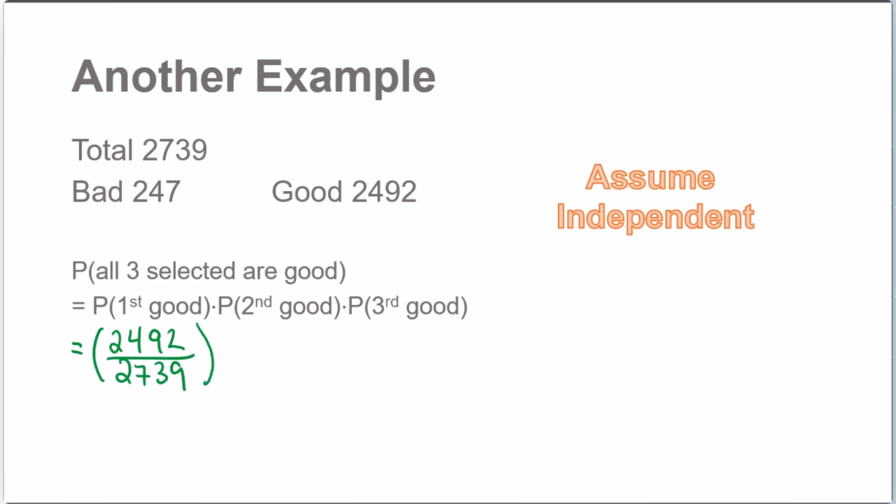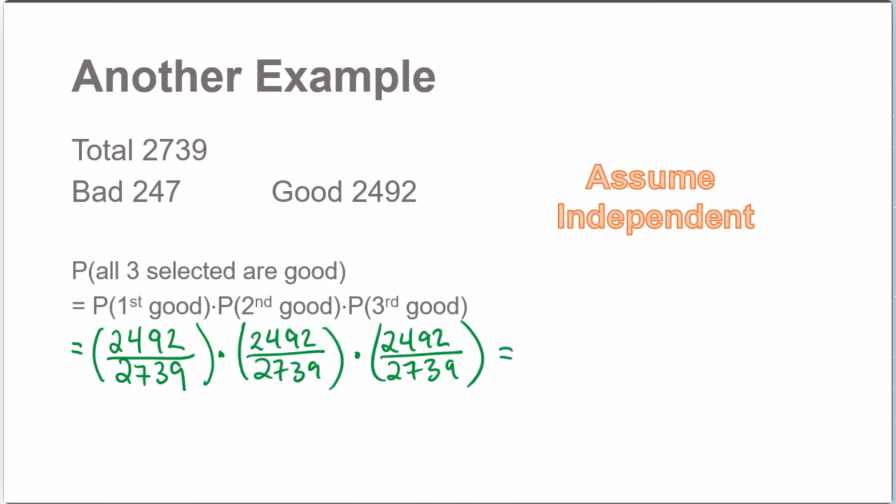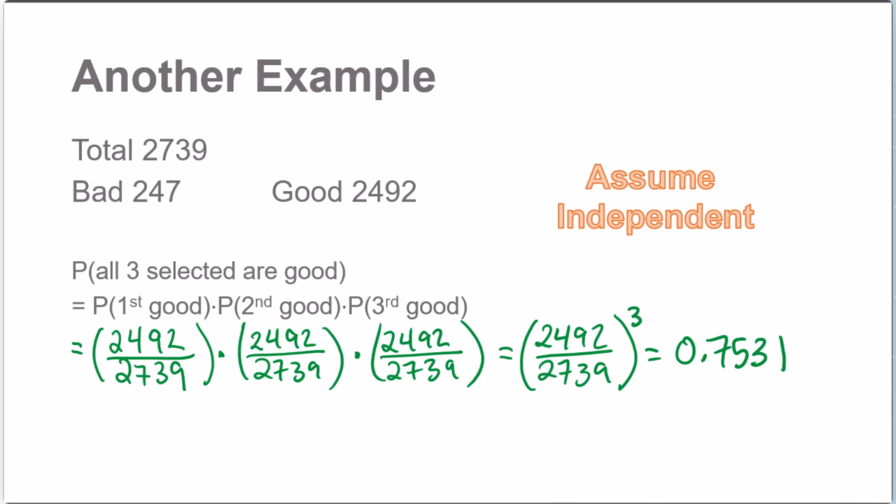I'm going to have that number times itself, and then times itself again, which we could write in shorthand as the 2492 out of 2739, this fraction cubed, or raised to the third power. It's the same fraction times itself, a total of 3 factors, 3 times. This is easier to calculate on a calculator because they're all the same number, and this comes out to 0.7531. Now, I'm sure you all memorized the answer from the previous slide. The previous calculation where we said that they were dependent, the answer was 0.7530.